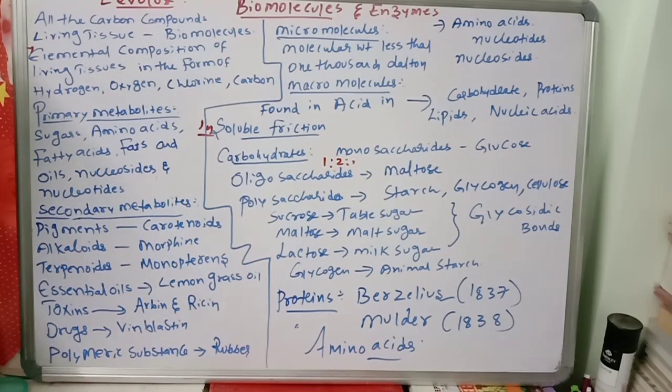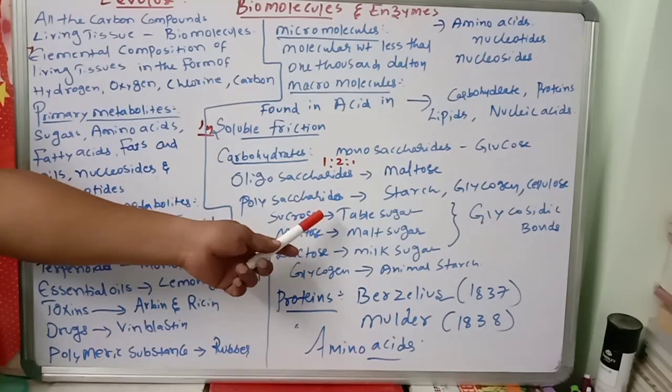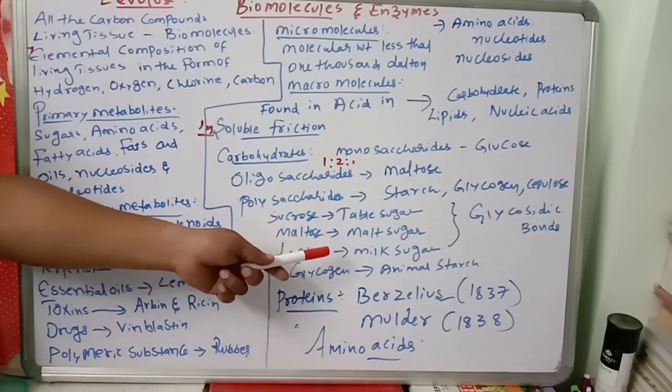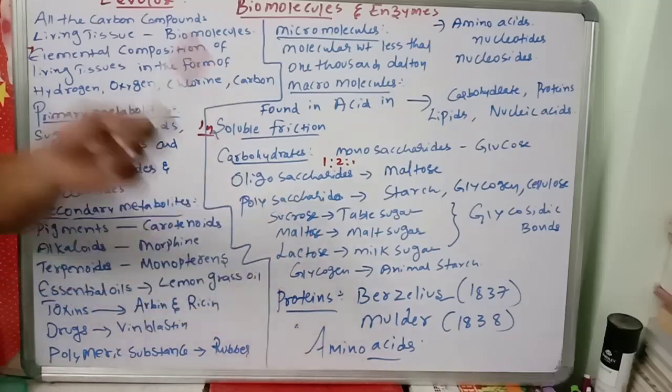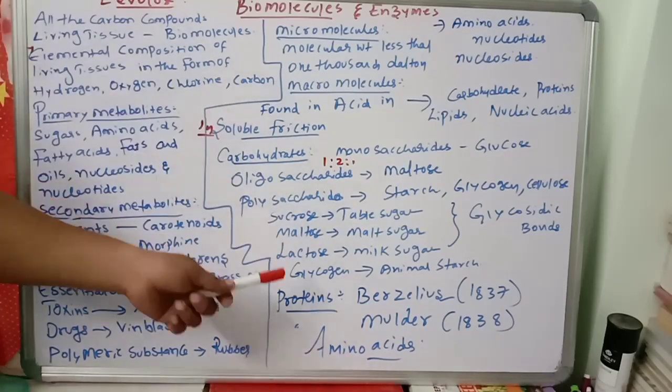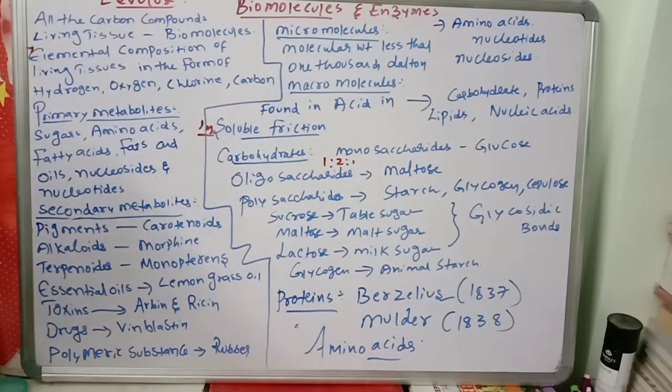And galactosides: galactose occurs in the brain and nervous tissue. So in our brain, what is the carbohydrate? Galactose, very important point in the brain. Next, there are different types of sugars, general points. Table sugar is called sucrose, maltose is malt sugar, lactose is milk sugar, and glycogen, very important point, is animal starch. Like this, the carbohydrates are there.